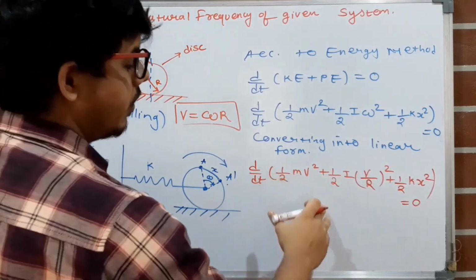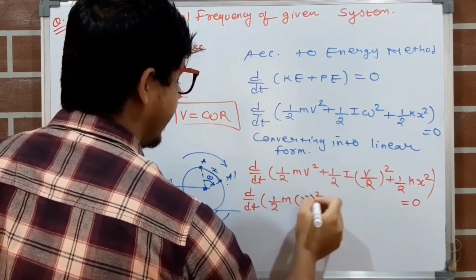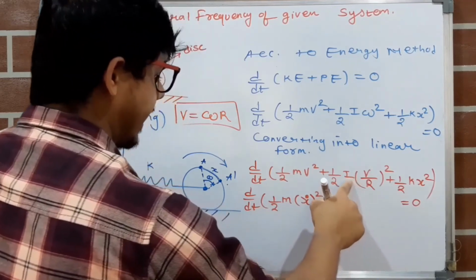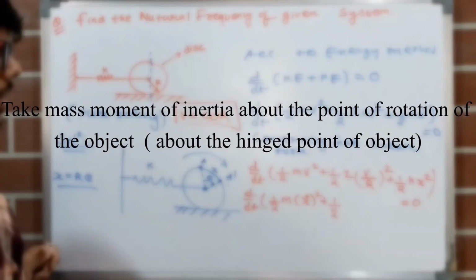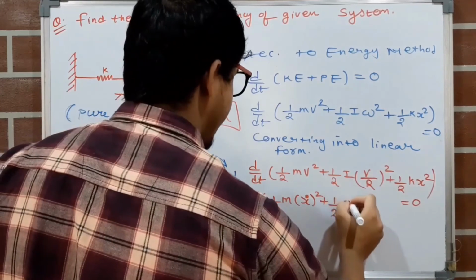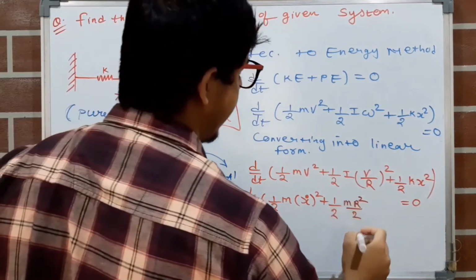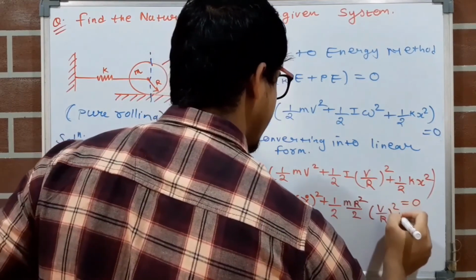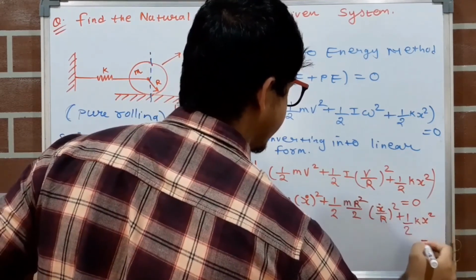Now we will convert into x dot form. So it will be d by dt of 1 by 2 into m, and v will be x dot square, plus 1 by 2 into I. Now this I is the mass moment of inertia about the center of gravity. So the mass moment of inertia of the disc will be m r square divided by 2, where the mass of this disc is small m. So it will be m r square divided by 2 into v upon r the whole square, plus 1 by 2 into k. We are converting v into x dot, into k into x square is equal to 0.